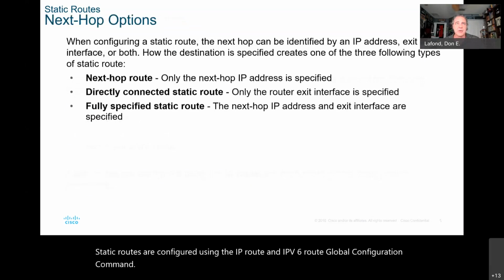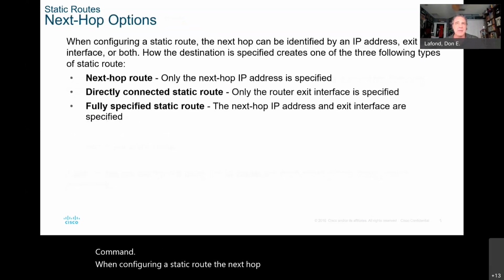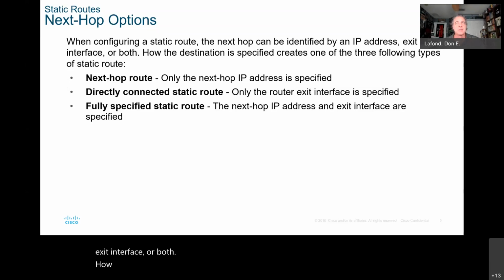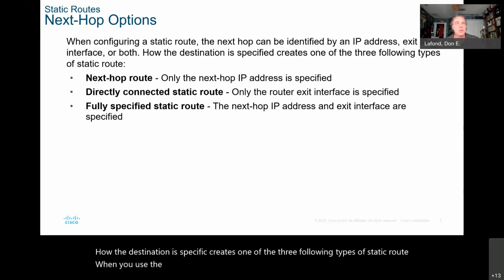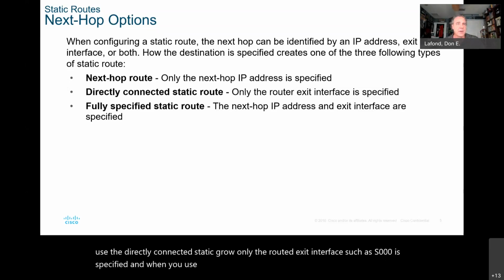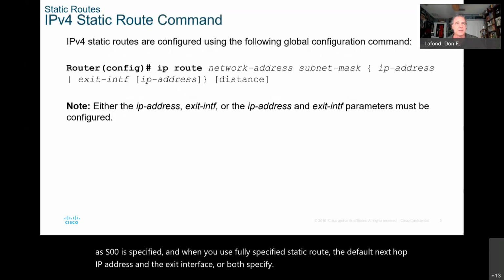When configuring a static route, the next hop can be identified by an IP address, an exit interface, or both. How the destination is specified creates one of the three following types of static route. When you use the next-hop route, only the next hop IP address is specified. When you use the directly connected static route, only the routed exit interface, such as S0/0/0, is specified. And when you use a fully specified static route, the next hop IP address and the exit interface are both specified.